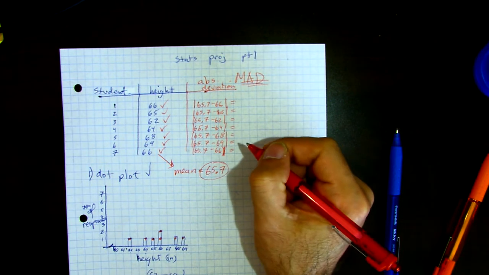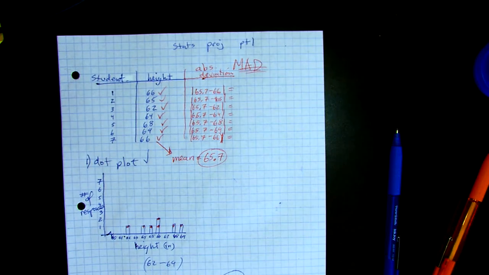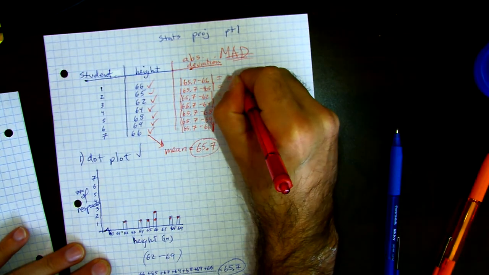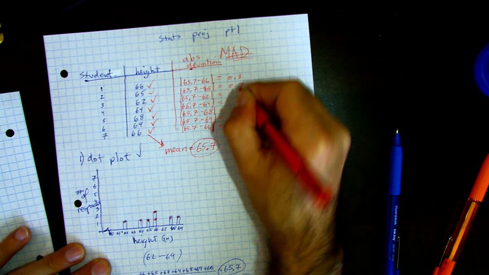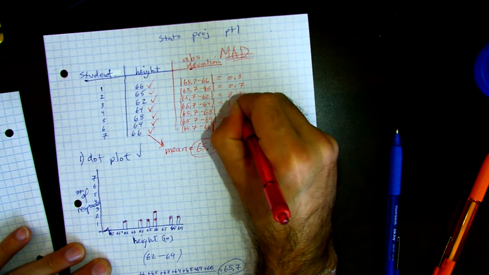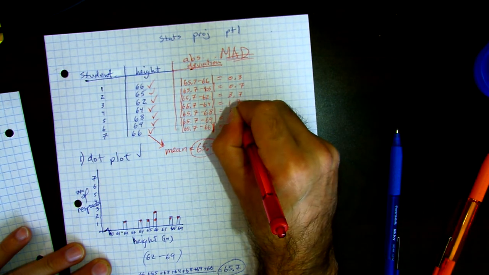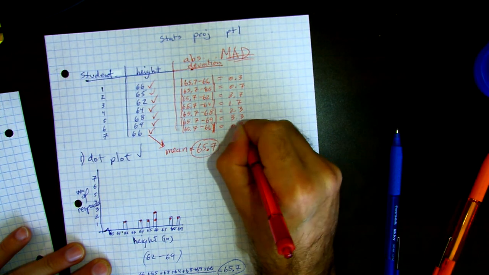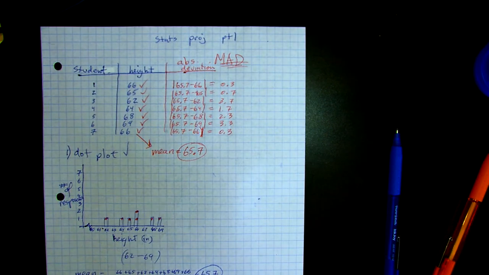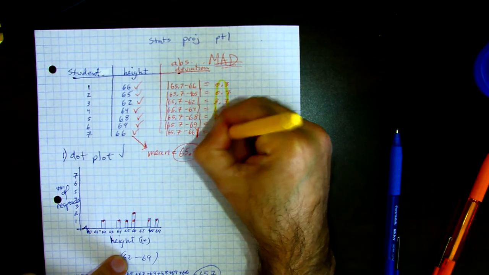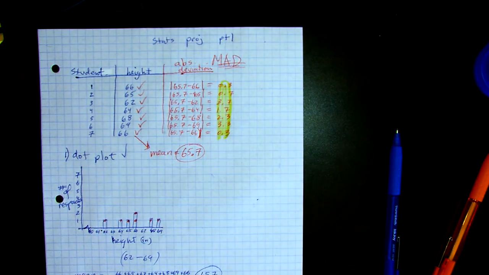All right, let me see. I already wrote these down, so I'm just going to copy them down here. This gives you 0.3, 0.7, 3.7, 1.7, 2.3, 3.3, 0.3. Okay, so this is important, we're almost done. These are all of the absolute deviations.